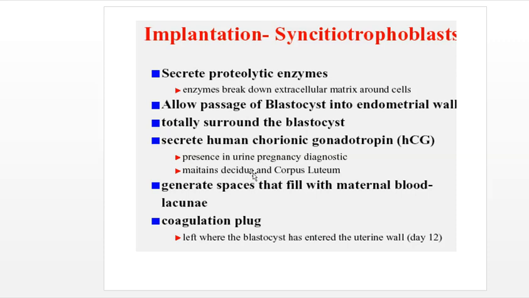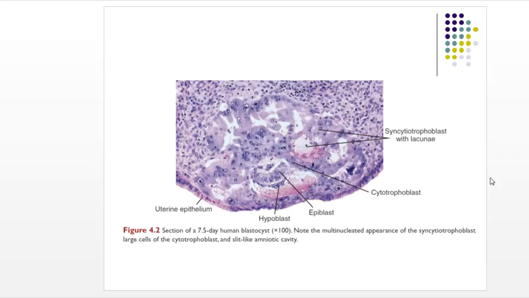I will talk about the decidua. Decidua is a part of the endometrium, and this decidua is important for the formation of the placenta. And also the syncytium generates spaces that are filled by maternal blood. These spaces are named lacunae. I will talk about it later. This is the role of the syncytiotrophoblast.